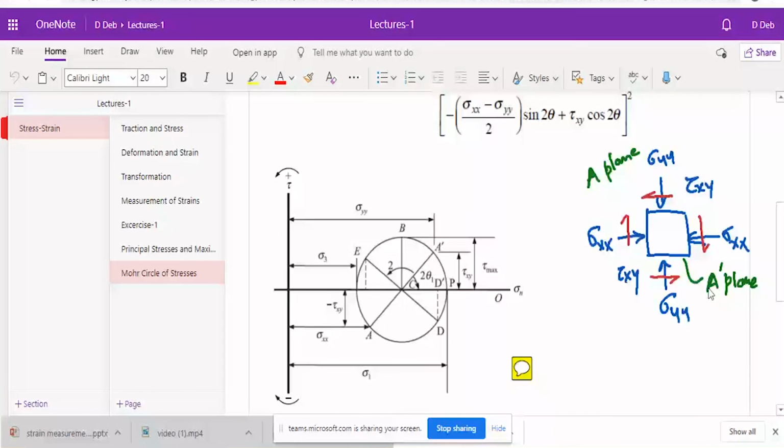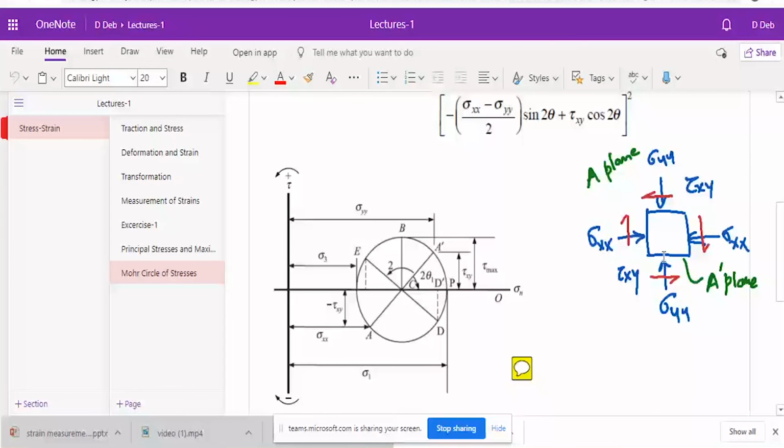On a graph paper you draw 2 perpendicular lines, sigma n, which is basically the normal stress, and tau in the vertical. Now you see I have given the rotational sign convention. This is plus, this is minus. If a plane is rotating clockwise, you will consider it to be minus, and if a plane is rotating counterclockwise, you will consider it to be plus.